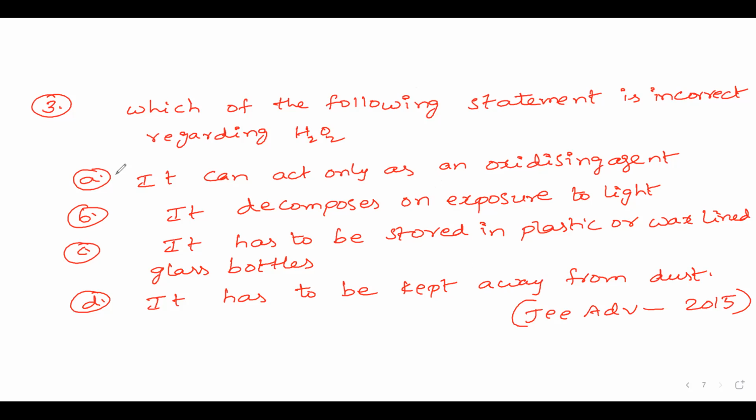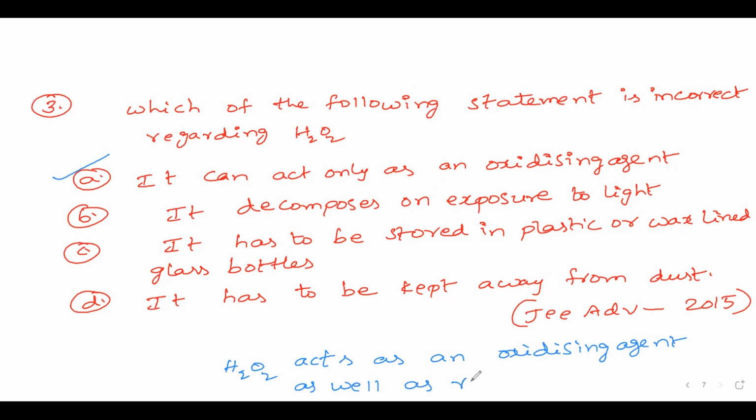So simple. It is the first option only, because hydrogen peroxide acts as an oxidizing agent as well as a reducing agent. So the first option, only as an oxidizing agent, is wrong. Decomposition on exposure to light is 100% correct. It has to be stored in plastic or wax lined glass bottles. This is also correct. It has to be kept away from dust also. It is 100% correct. So the answer is only the first option.